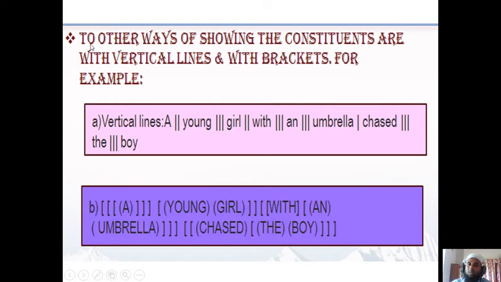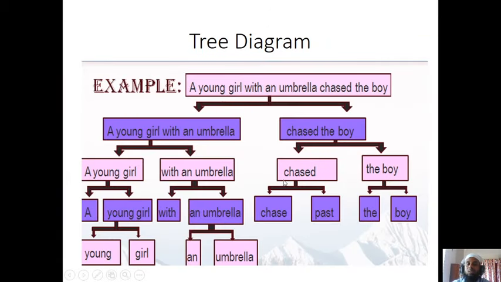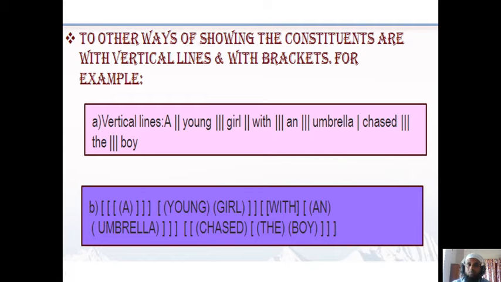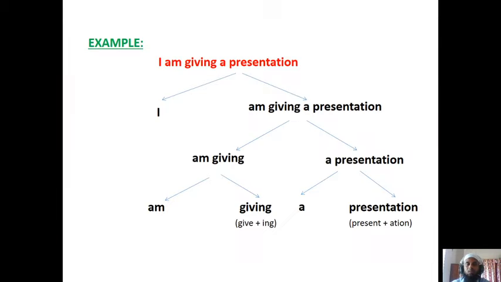There are two other ways of showing the constituents: with vertical lines and with brackets. In our previous slide, we have seen the tree diagram using branches and nodes. But here are the two ways. You can use vertical lines. For the first cut, you use one vertical line, for the second cut, you use two vertical lines, and for the third cuts, you use three such vertical lines. In the same way, you can use bracketing.